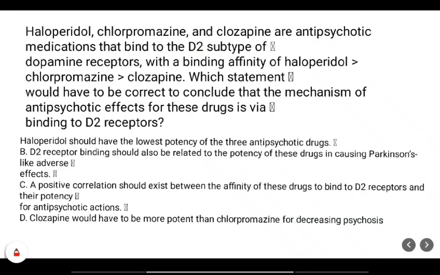Next, haloperidol, chlorpromazine and clozapine are antipsychotic medications that bind to the D2 subtype of dopamine receptors. With the binding affinity of haloperidol being most, then next is chlorpromazine, and last is clozapine. Which statement would have to be correct to conclude that the mechanism of antipsychotic effects for these drugs is via binding to D2 receptors?